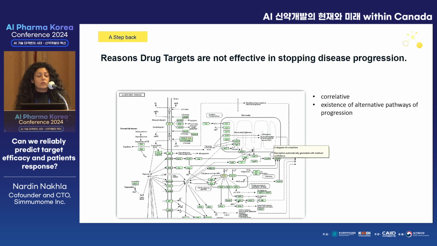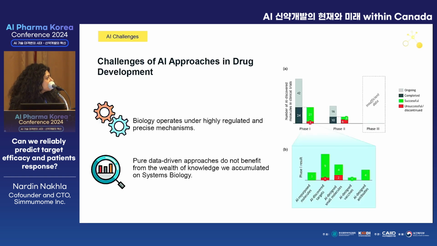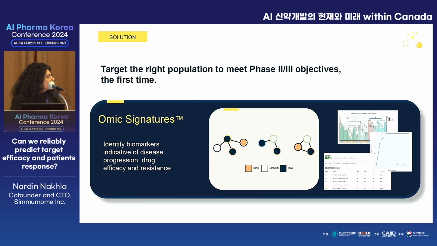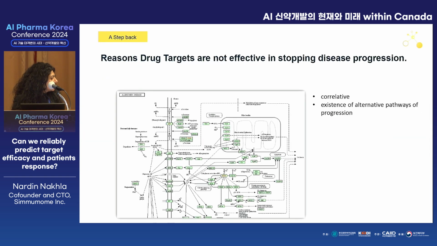The other scenario is that your target is causal, but it is far downstream from the origin of the disease. By that time, the disease progression has branched out into parallel processes or pathways. So yes, you are interrupting the cascade of the disease, but as you can see here, there are other parallel pathways and different ways the disease will continue to progress. If you hit only one of those pathways, you won't end up with high efficacy.